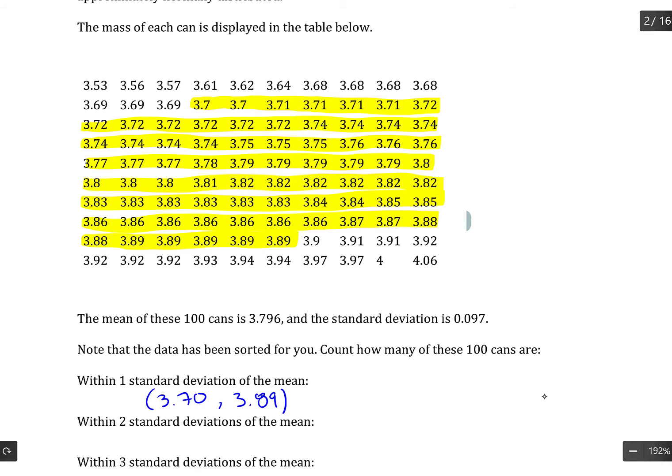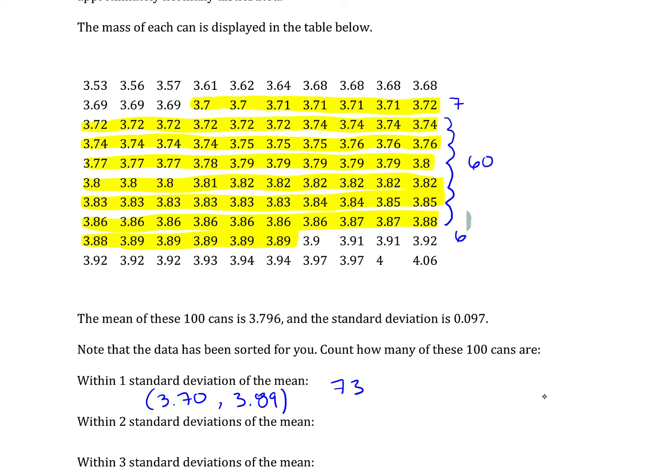Now, if you count each row, there are 10 values in each row. So right here, I've got 1, 2, 3, 4, 5, 6 rows. So that's a total of 60 values in that group. Then there's 1, 2, 3, 4, 5, 6, 7 here. And 1, 2, 3, 4, 5, 6 here. So 60 plus 7 plus 6 gives me a total of 73 values.